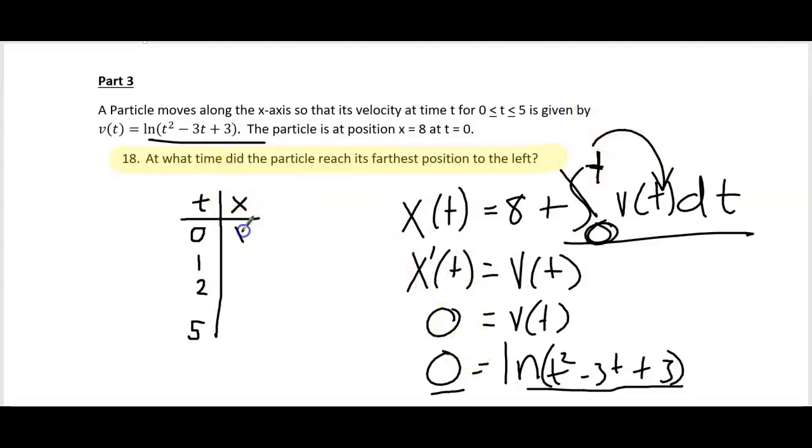Now we want to find x of 0. We want to find x of 1. We want to find 2. And we want to find x of 5. All right, now x of 0 is easy because we're just given that up here. x equals 8 at 0, so that answers 8. Let's do 1 as our next one. So if you want to find out what x of 1 is, what we're going to do is come back to our position function, which we had up here initially.